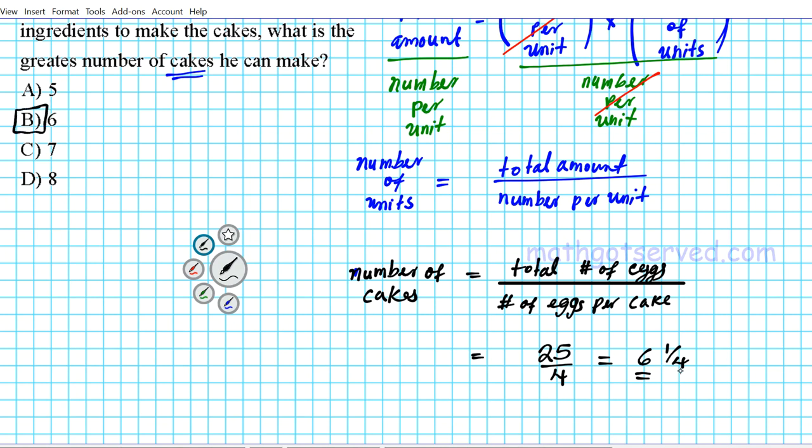We can't say 7 because you do not have enough eggs to make the last one. You have the first 24 eggs that can be used for the 6 cakes, and then you're left with one more egg, and you cannot make another cake with that. That is why you just round down. In scenarios like this, you're going to round down, and the answer is option letter B.